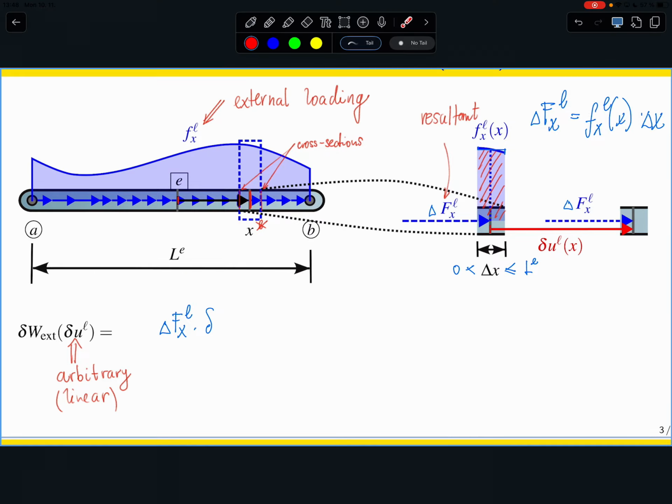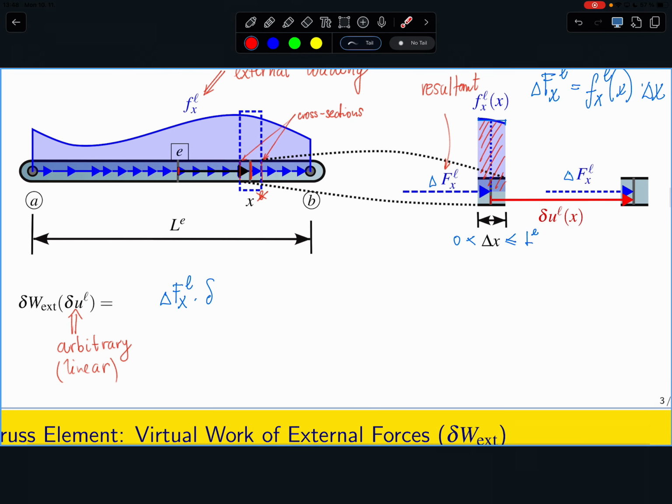Now, let's see how clever this idea was. I will just multiply it by this amount which the cross-section traveled, and I will just see the contribution of this small piece of the structure to the work done by external forces. Okay?